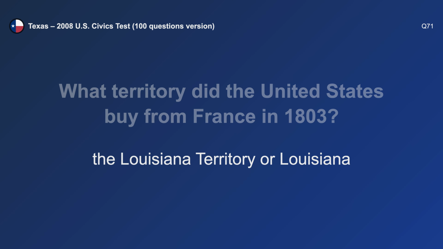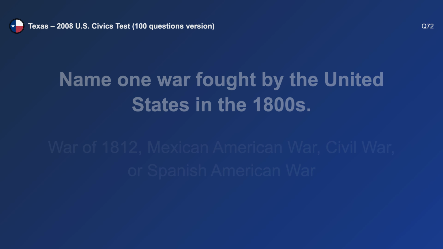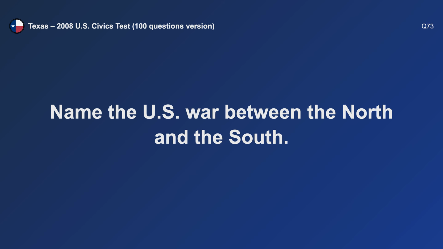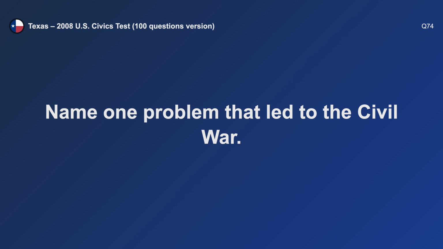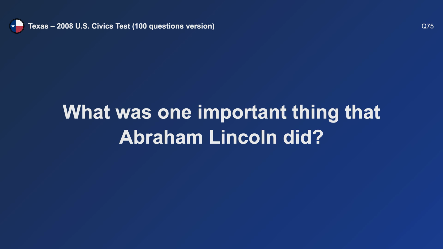Name one war fought by the United States in the 1800s. Civil War. Name the U.S. war between the North and the South. The Civil War. Name one problem that led to the Civil War. Slavery. What was one important thing that Abraham Lincoln did?